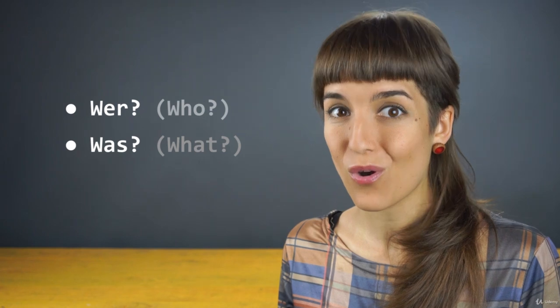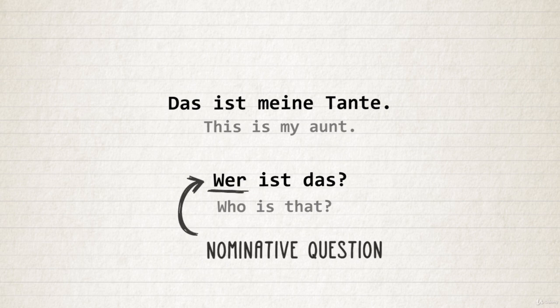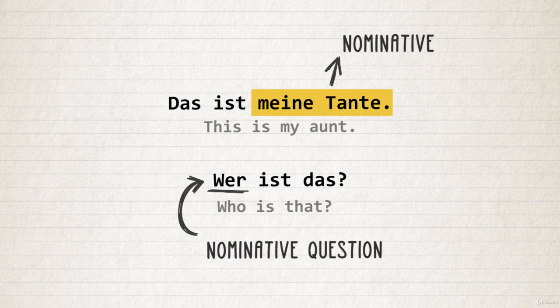This means that if you want to test whether a word or group of words is in the nominative or not, if it can be the answer to who or what, it's in the nominative. Let's see what that means and how to check the nominative case with the help of the questions who or what, wer oder was. Das ist meine Tante. And here we can ask, wer ist das? Who is that? You can see the nominative question here, wer. And the answer to this question is meine Tante, which means that meine Tante is in the nominative case.